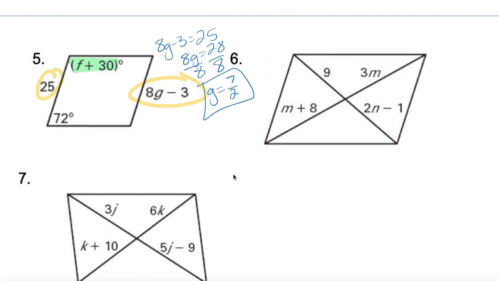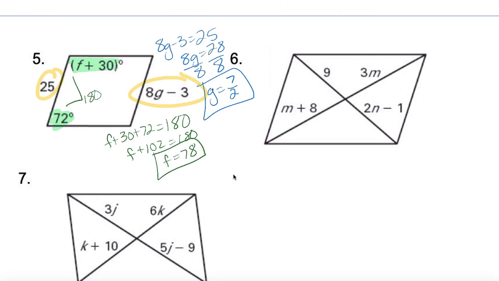Looking at the variable f here, it's in some angles. It's in this angle up here and this one here. These are not opposite angles. Since they're not opposite angles, you're not going to set them equal to each other. These are consecutive angles, and that means that they're going to add to 180. So we're going to add these two angles together, equal to 180 because they're supplementary to each other. Simplifying on the left side, combining my like terms. Subtracting the 102 gives me 78 for f.